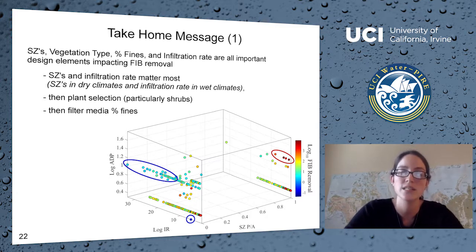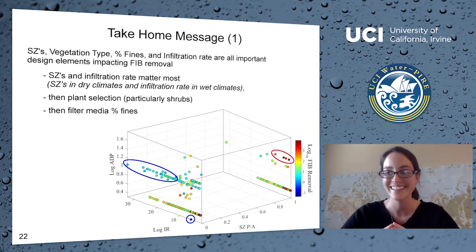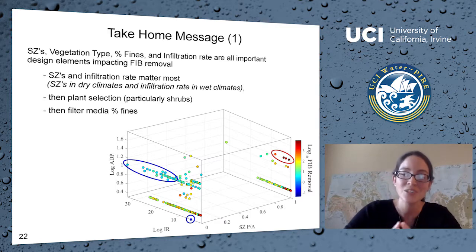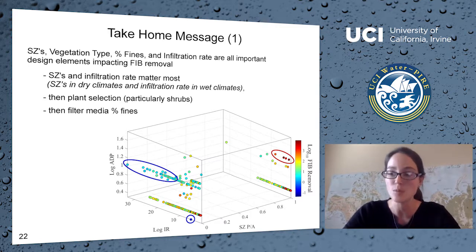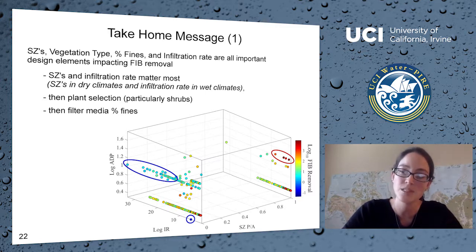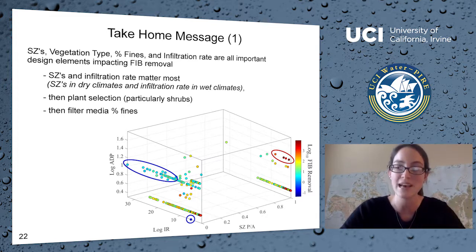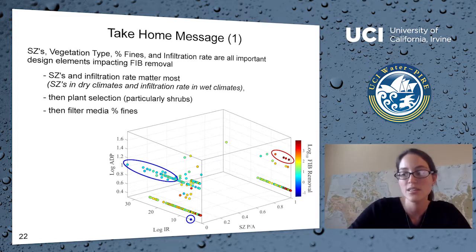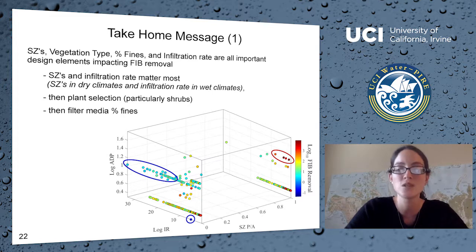And looking at slide 22, if we want to move away from models and take a peek at the data itself, and we categorize it relative to those processes that were deemed most important. So we have submerged zone presence-absence on the x-axis, the log of the infiltration rate on the y-axis, and the log of the antecedent dry period, that climate variable, on the z-axis, or vertical axis. And the other thing I need to point out is that the color of each of these points is the log 10 FIB removal value. So we're going from a very high removal, greater than 3 log reduction in the red, to actual leaching out of the system, the blue colors on the bottom.